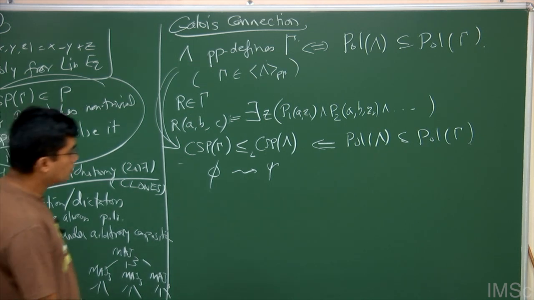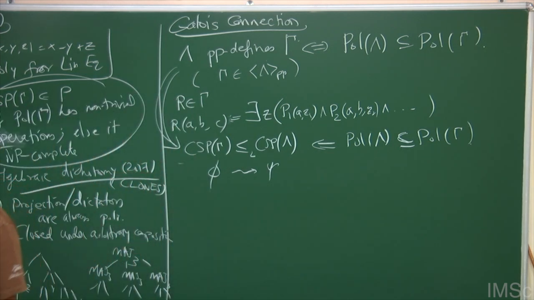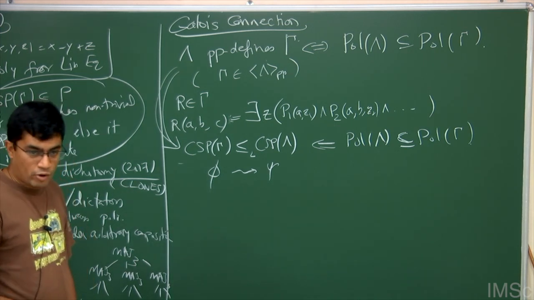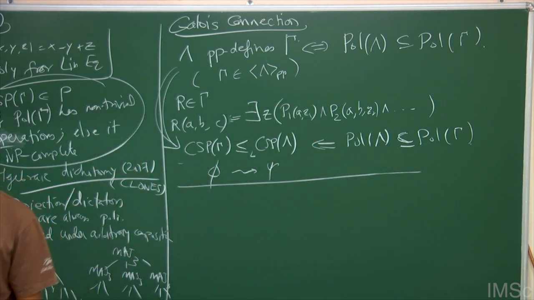And why is that good? That means that if two sets have the same polymorphisms, they are interreducible to each other. So from the perspective of complexity, up to polynomial time or even log space reductions, polymorphisms are the correct tool. So you can't have two things with the same polymorphisms but differing complexity. And this really gives the whole study a firm grounding.